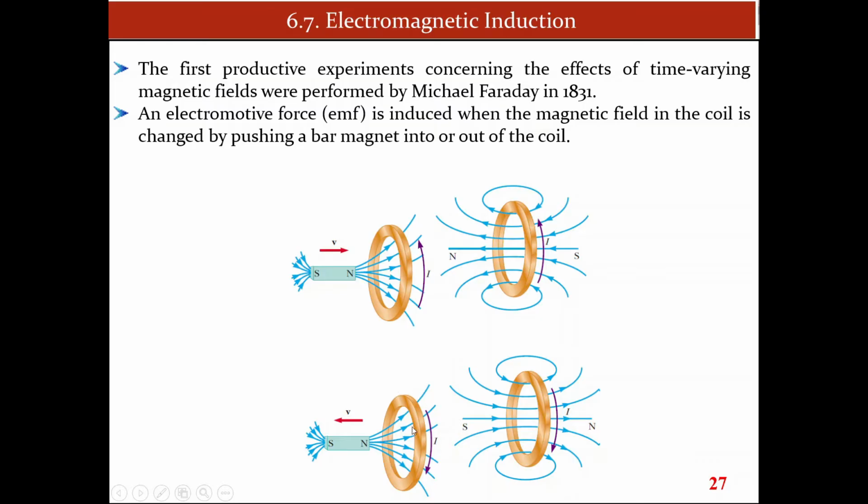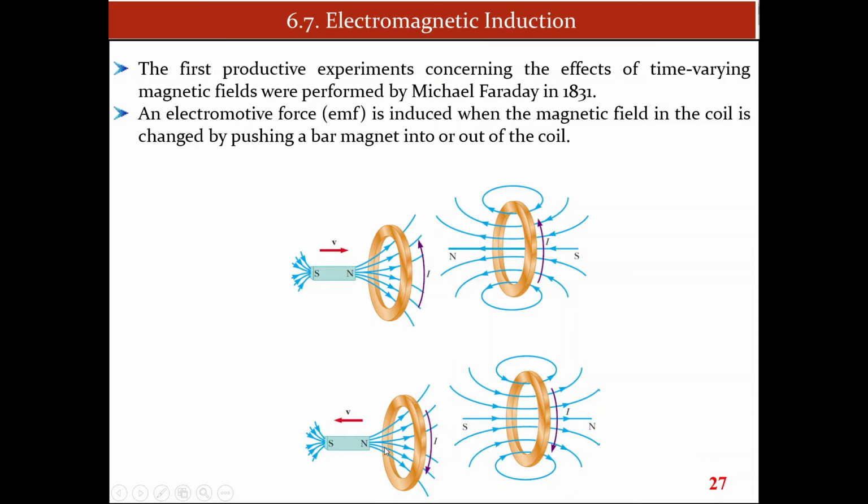In the second diagram, you can see that for this bar magnet the left side is the south pole and the right side is the north pole, but it's moving towards the left. So this coil also produces a pole in order to oppose the motion of the magnet. The magnet is moving towards the left, so this coil should produce a south pole on the left side and a north pole on the right side.